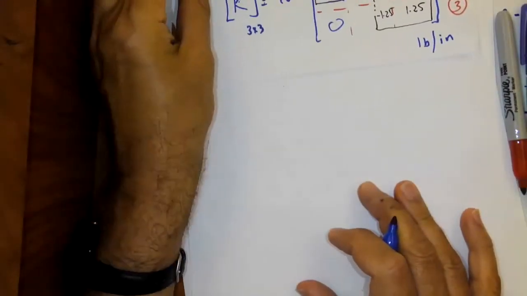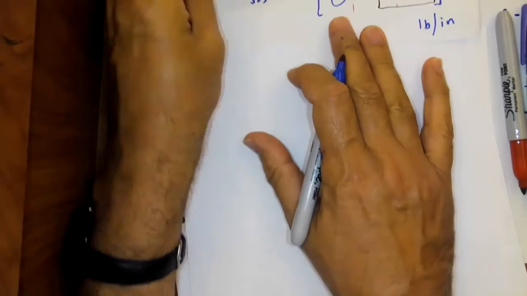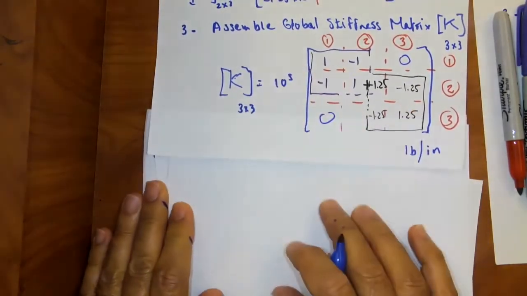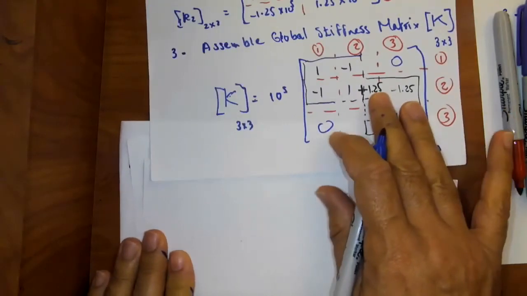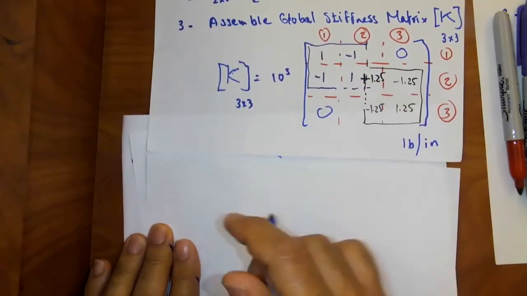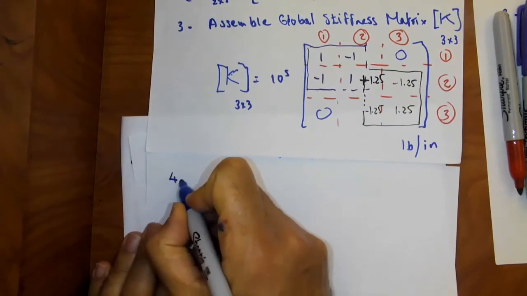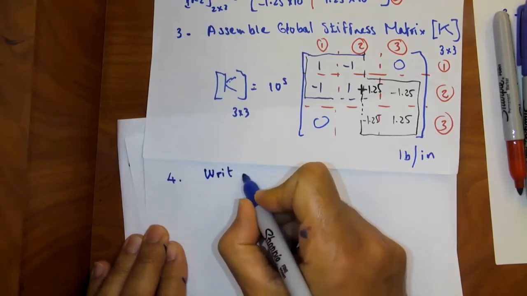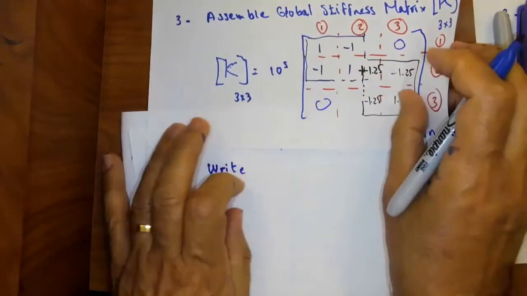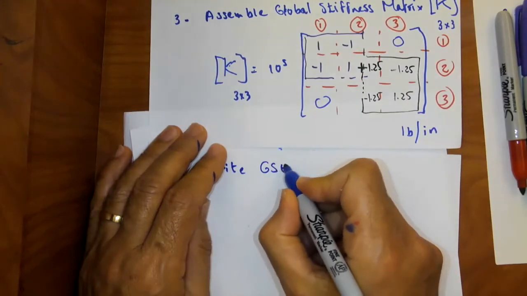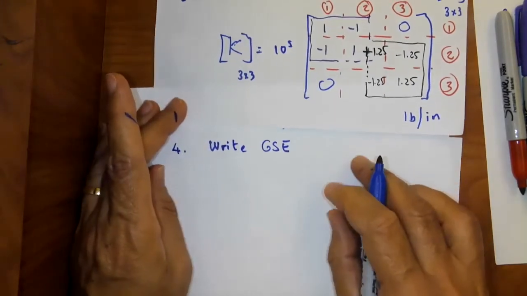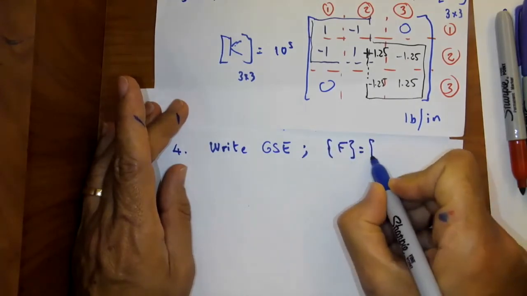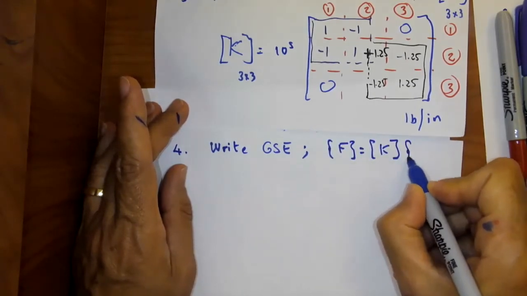Next, we are going to write our global stiffness equations. So now I'm going to write in step number 4, write the global stiffness equation. And just to remind you, this is the one that looked like uppercase F is equal to this matrix K times U.